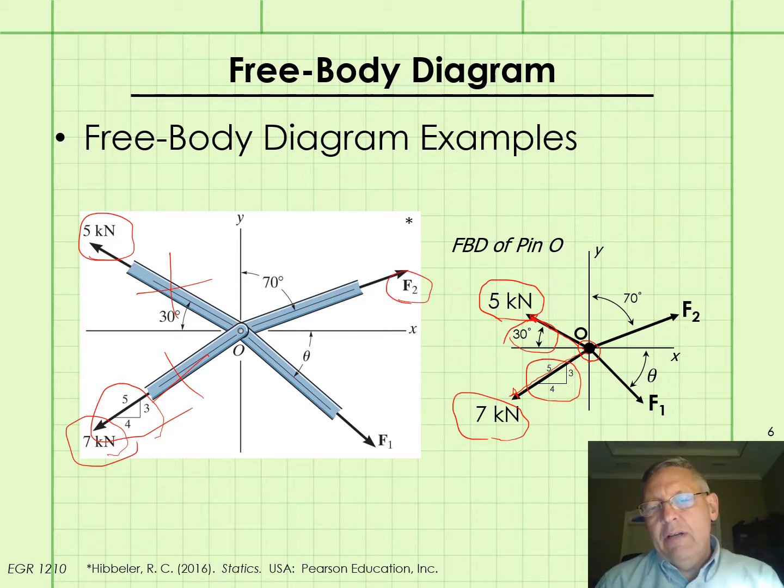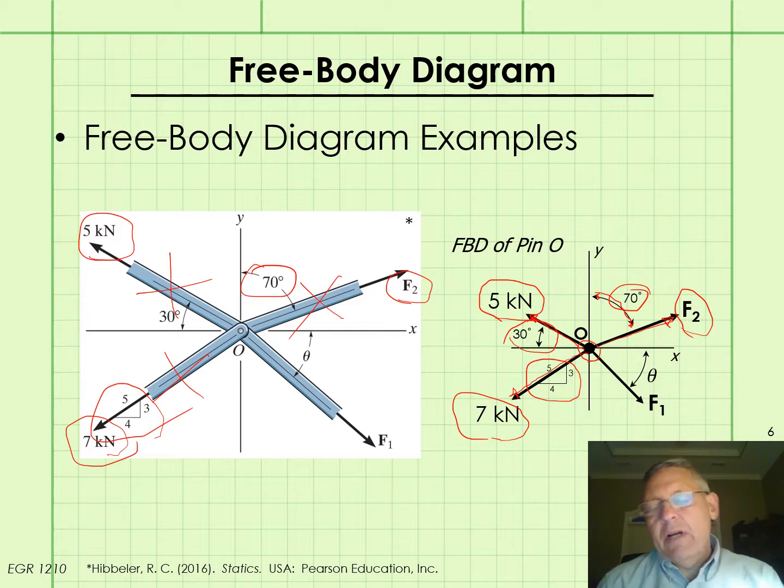We draw in another force here. Now the magnitude of this force is unknown, and we'll just call it F sub 2, but its direction is known, and we just show that as the 70 degrees from the y-axis. So this strut has been accounted for.